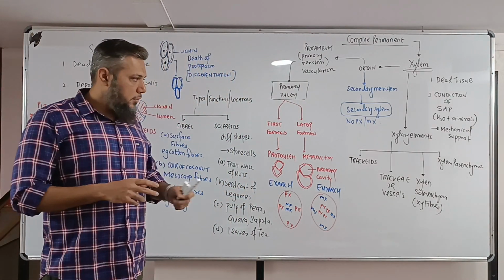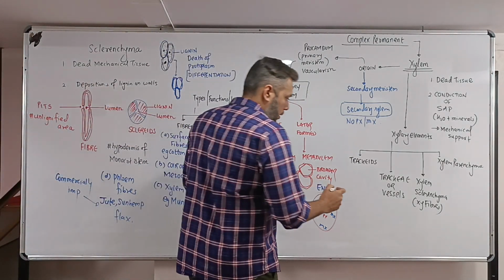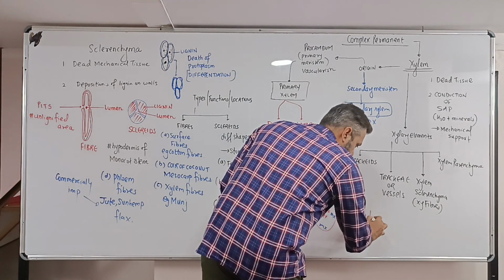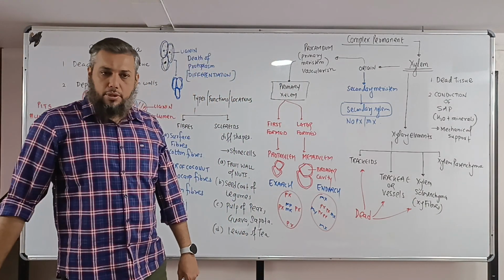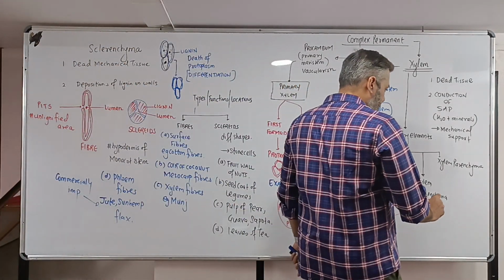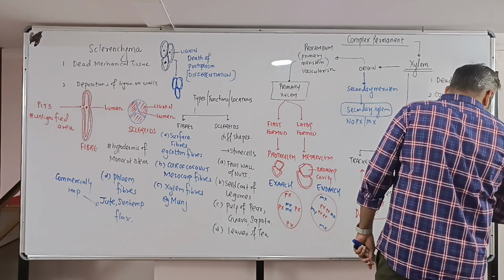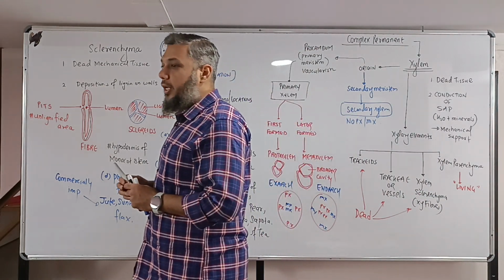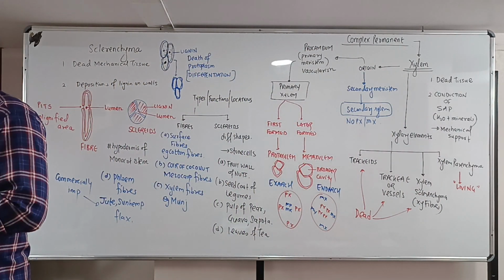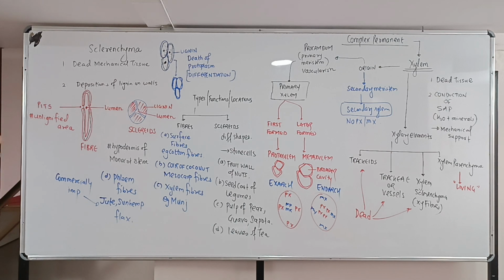Out of this, the first three are dead. And the xylem parenchyma is living. So we got an MCQ over here: which is the only living cell in the dead xylem? Xylem parenchyma is the only living cell in the dead xylem. So is the board work clear, everybody?